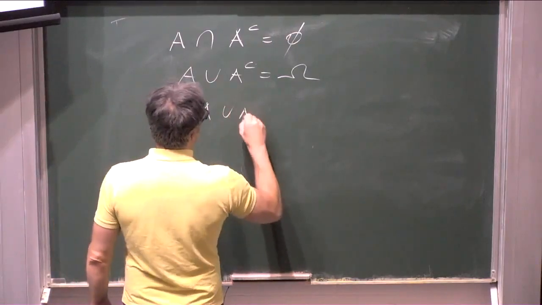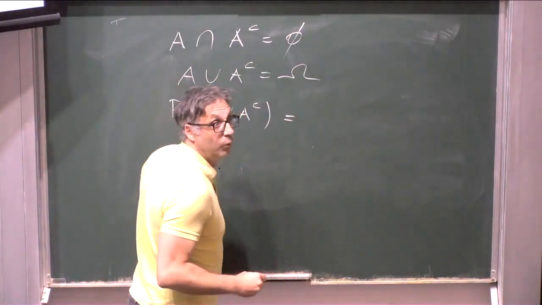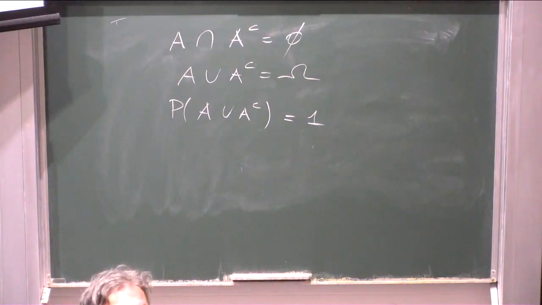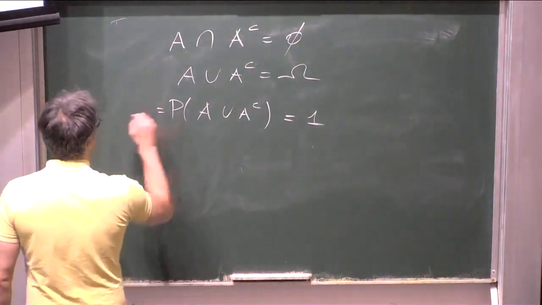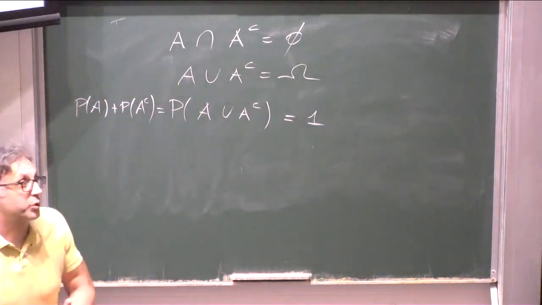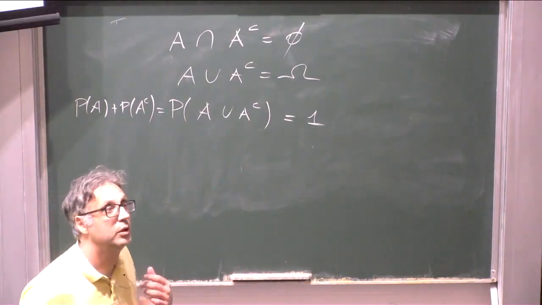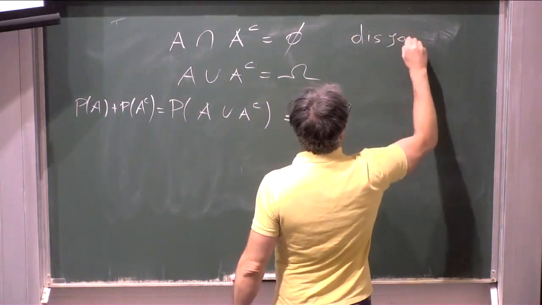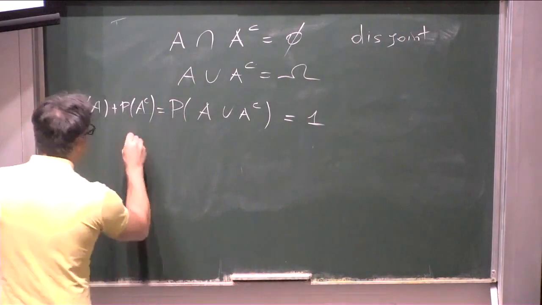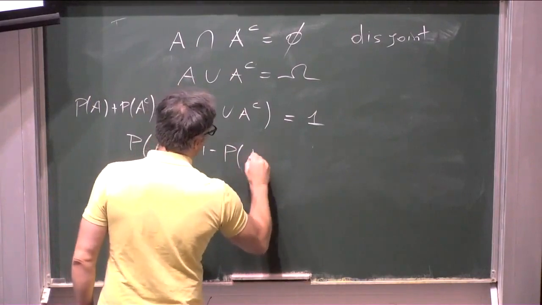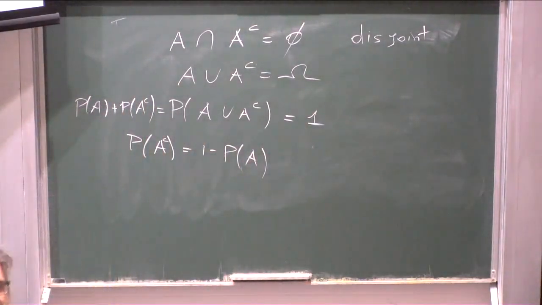So the probability of A union A complement is equal to 1, because it's the probability of omega, axiom 2, it's 1. On the other hand, this is equal to the probability of A plus the probability of A complement, using what we just proved. They have empty intersection. They are disjoint. Good news: the probability of A complement is equal to 1 minus the probability of A, and vice versa.